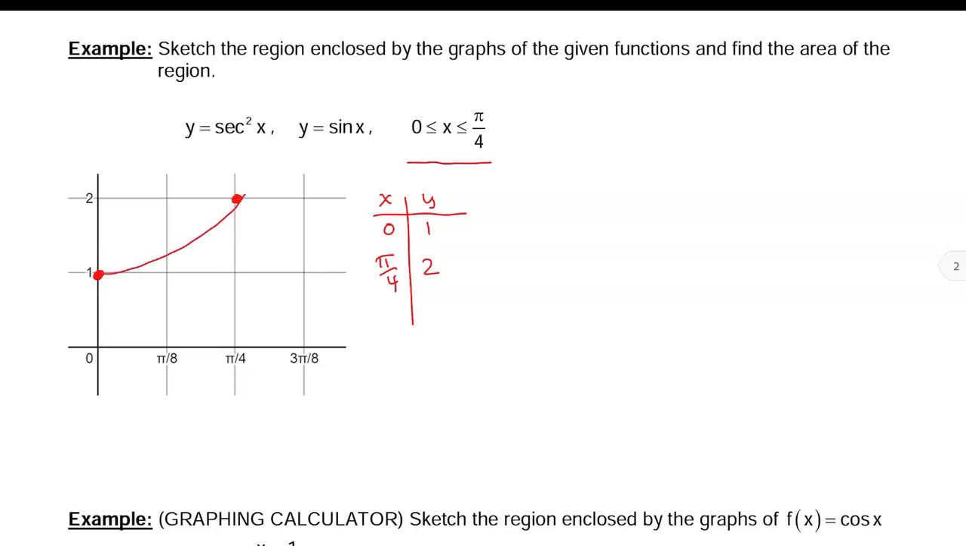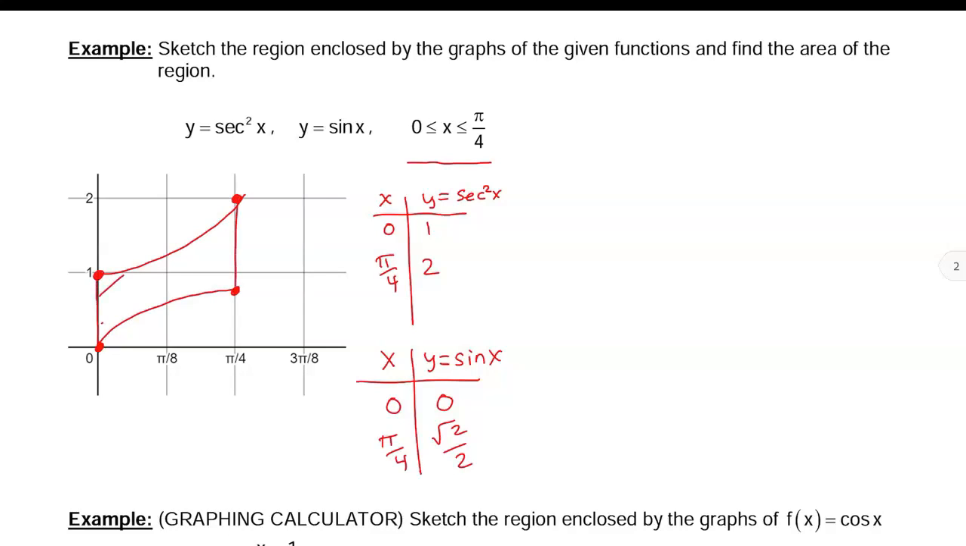Now for sine. At 0, sine is 0. At pi over 4, sine is root 2 over 2, which is about 0.7. So we have a point at 0, 0, and pi over 4, about 0.7. And we know it's concave down from 0 to pi over 4, so it's going to look something like that. The area between those curves from 0 to pi over 4 is this region in here. That's the region we're finding.